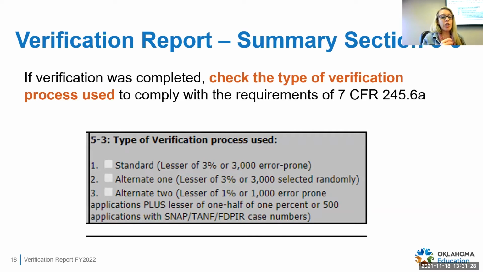Okay, so here is where you're going to check what type of verification process you did. This is located on page E39 if you're not quite sure. The standard is the one that most people do or have to do. Alternate one is if you had an 80% response rate in the previous year, then you could select just random. Or alternate two is the one where you do the 1% error prone or the 0.5% of SNAP TANF income applications. But again, most of you will do standard if you're not quite sure. Standard is the one you have to do if you did not qualify to do alternate one or alternate two.